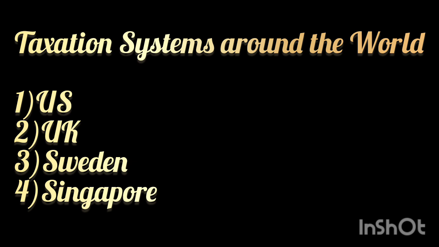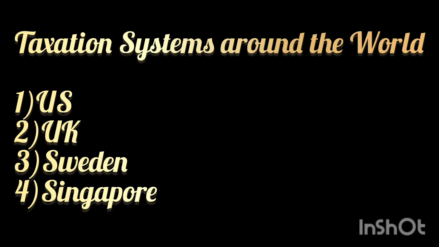Taxation systems around the world. Countries differ widely in their approach to taxation. Let's briefly look at a few examples. The United States has a progressive tax system, meaning the more you earn, the higher percentage of your income you pay in taxes. The UK also has a progressive tax system, but it includes additional taxes like national insurance.